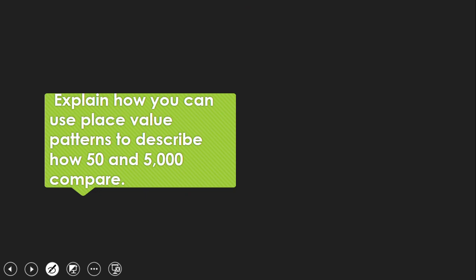Good. Go ahead and explain how you can use place value patterns to describe how 50 and 5,000 compare. Basically, you can notice that you can multiply 50 times a specific number to get 5,000. So do my little trick. You can say 50 times 100 gives you 5,000.